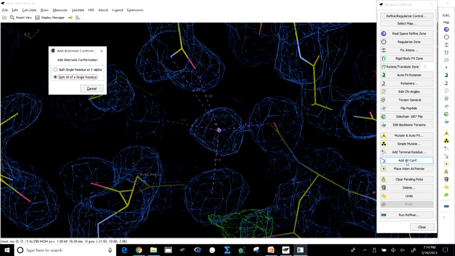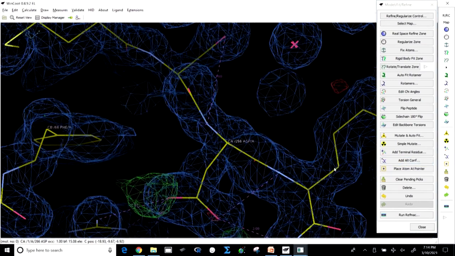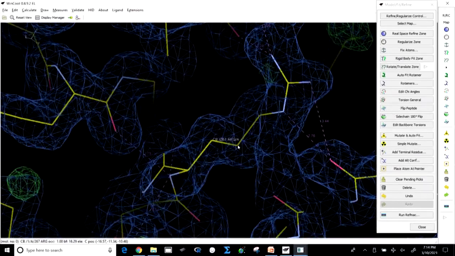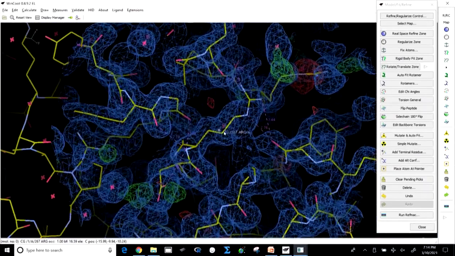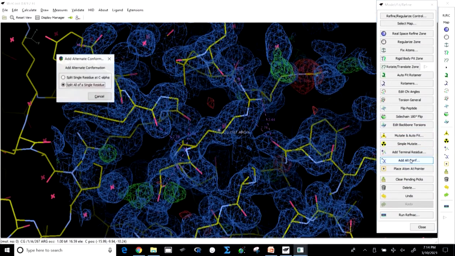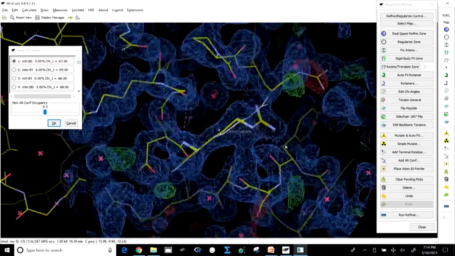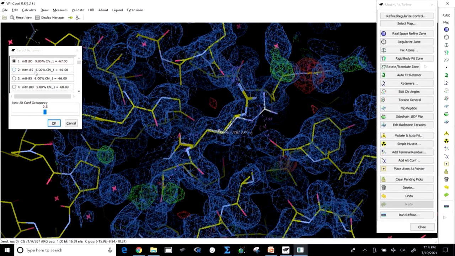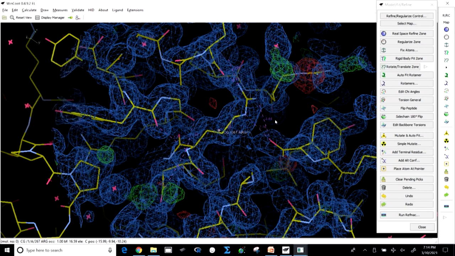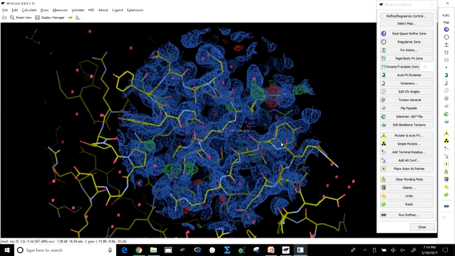You could also add an alternative conformation. For any amino acid side chain, if you feel that it has two conformations, you take add alternative conformation, split all of a single residue or split single residue at C alpha. You could take the choice and you see you get two conformations. Now, you could settle into this conformation or that conformation in any way, or you could also do it manually. Okay.